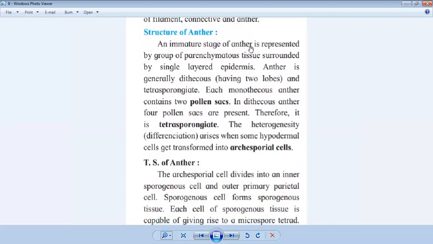The immature stage of the anther is represented by a group of parenchymatous tissue surrounded by a single layer of epidermis. The anther is generally dithecous. Dithecous means it consists of two anther lobes and is tetrasporangiate. Each monothecous anther, mono means a single anther lobe, contains pollen sacs. In the dithecous anther, 4 pollen sacs are present. Therefore, it is tetrasporangiate. The heterogeneity arises when some hypodermal cells get transformed into archesporial cells.